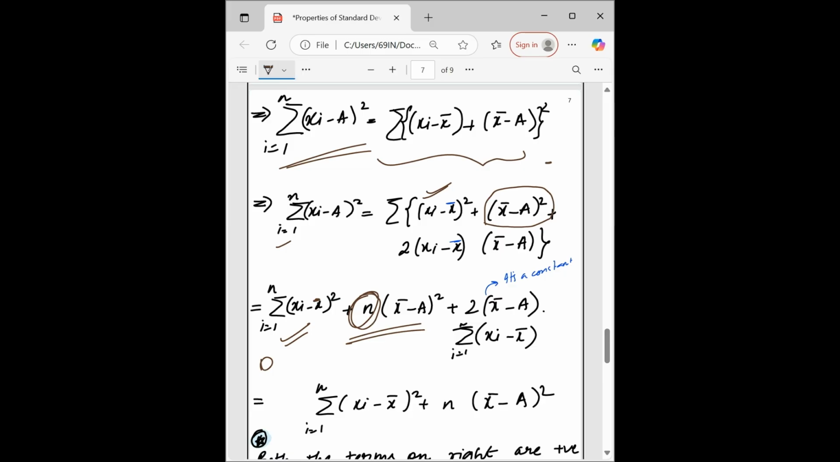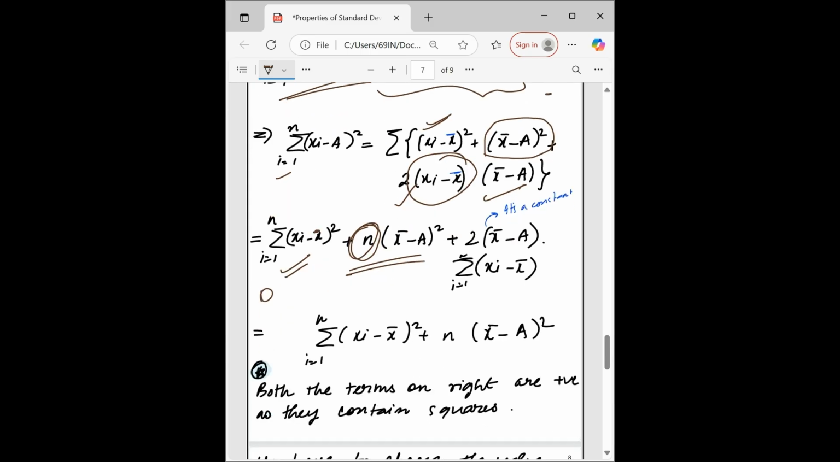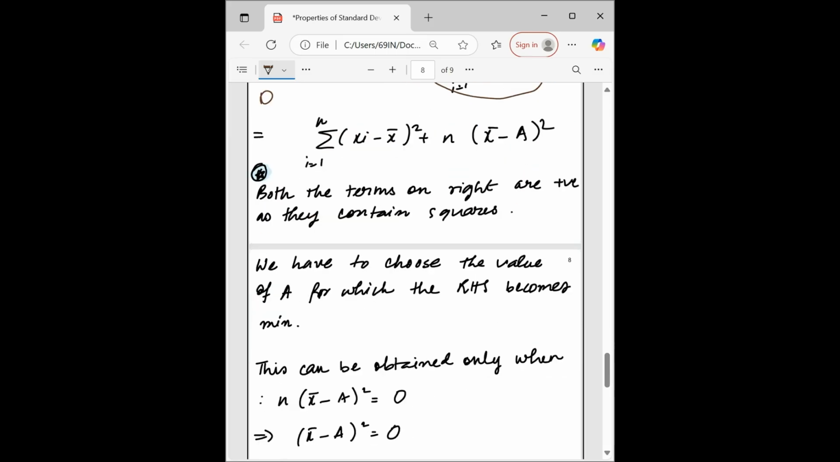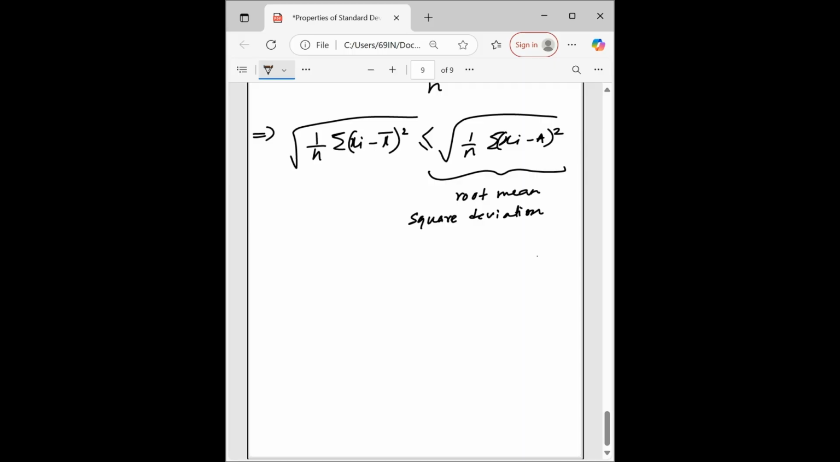Now the next part, 2 times (xi minus x bar). For this xi minus x bar, we need to do the summation. But (x bar minus a) and 2 are both constants, so we take them out. Now, as I promised, the summation of (xi minus x bar) will be 0. How do you prove it? How can you prove it?